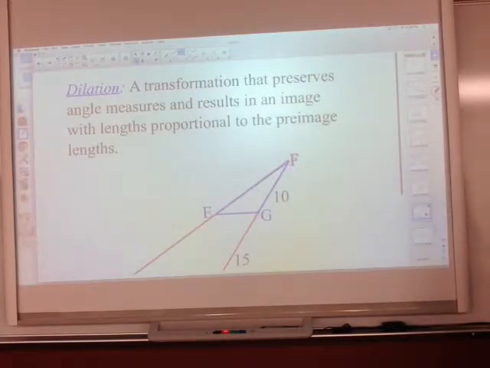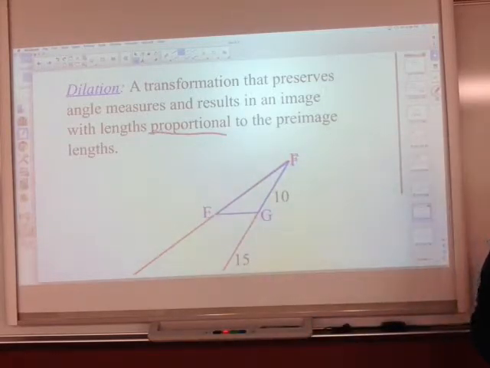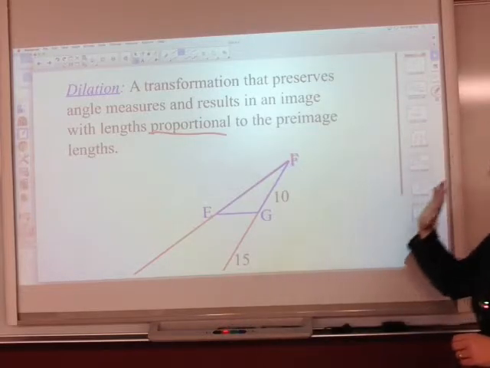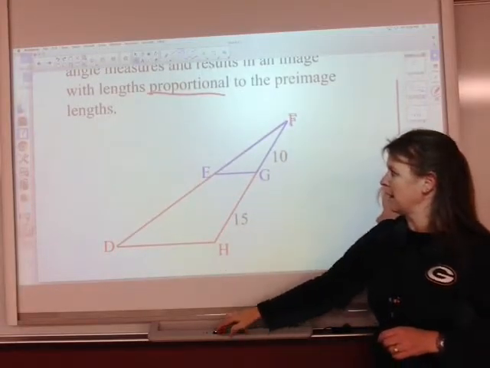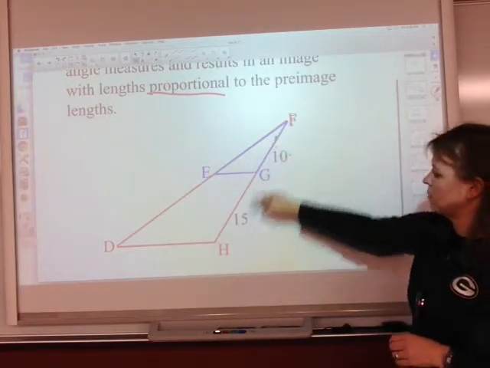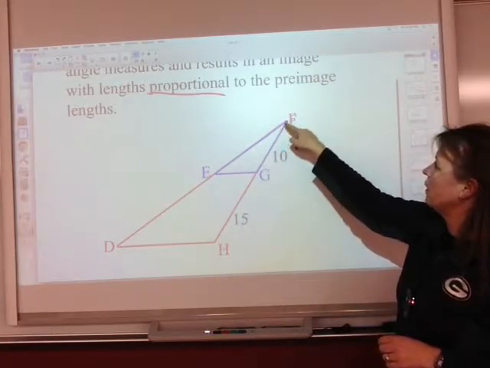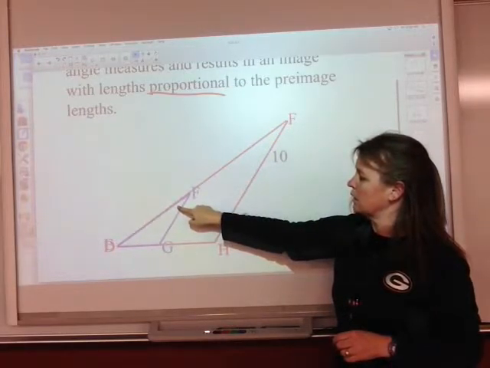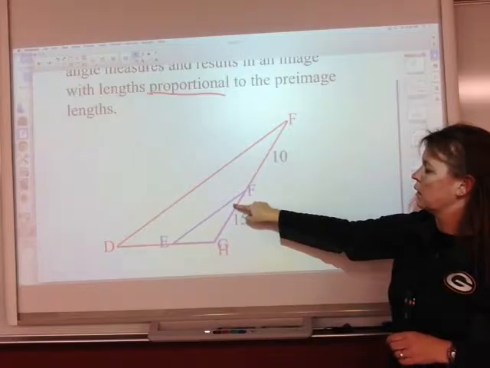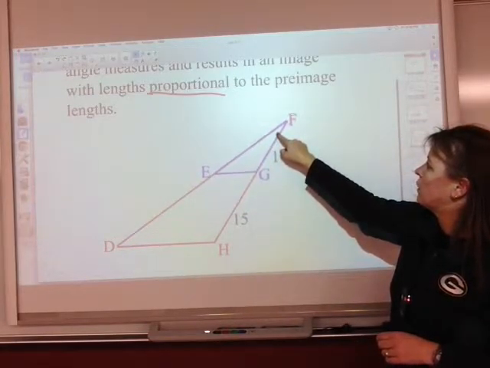It results in an image with lengths that are proportional. The sides are going to change. They're going to be proportional to the pre-image lengths. Sides will be proportional, the pre-image and the post-image. If I take the blue triangle and I move it, see how angle F is congruent to itself? Angle E is going to be congruent to angle D. Angle G is going to be congruent to angle H. The angle measures are preserved.